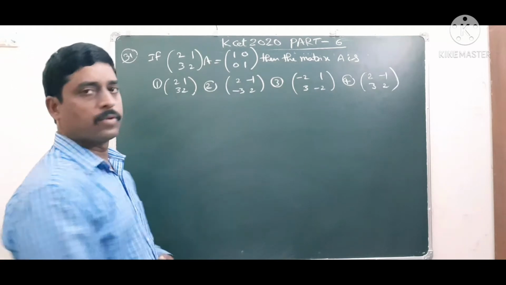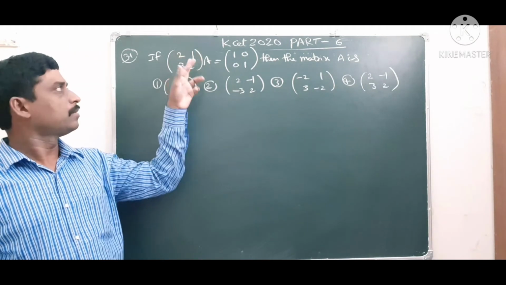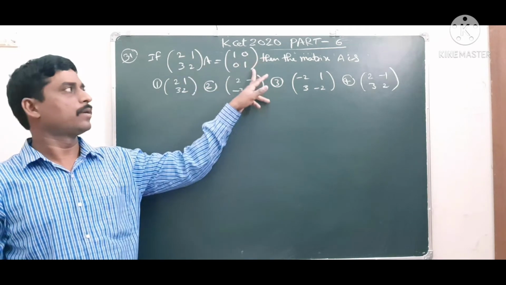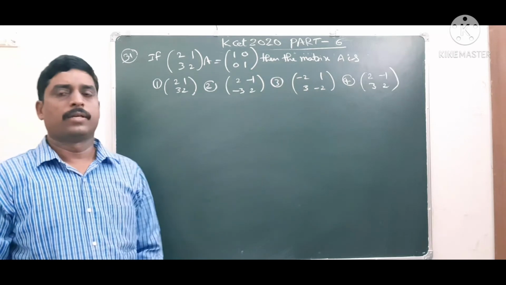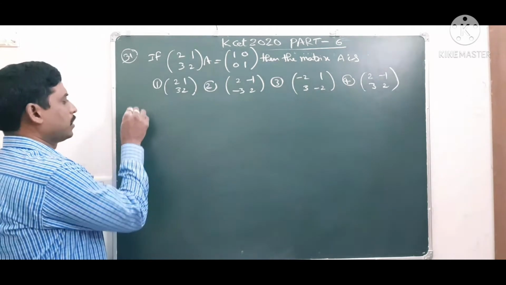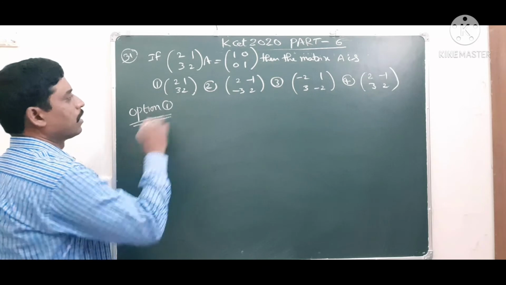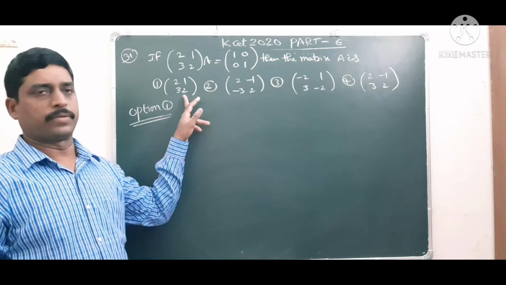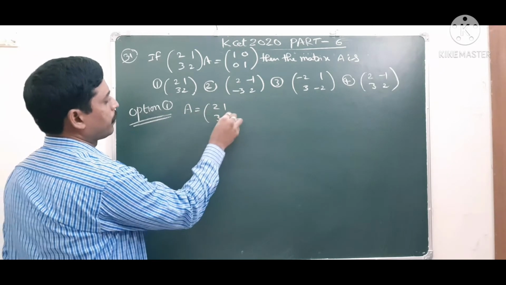So let us take question number 31. If the matrix [3 1; 2 1; 3 2] into A is equal to [1 0; 0 1], then the matrix A is? This type of problem we solve by using the verification method. So let us take the first option, option 1, and substitute where A is. A is equal to [2 1; 3 2].